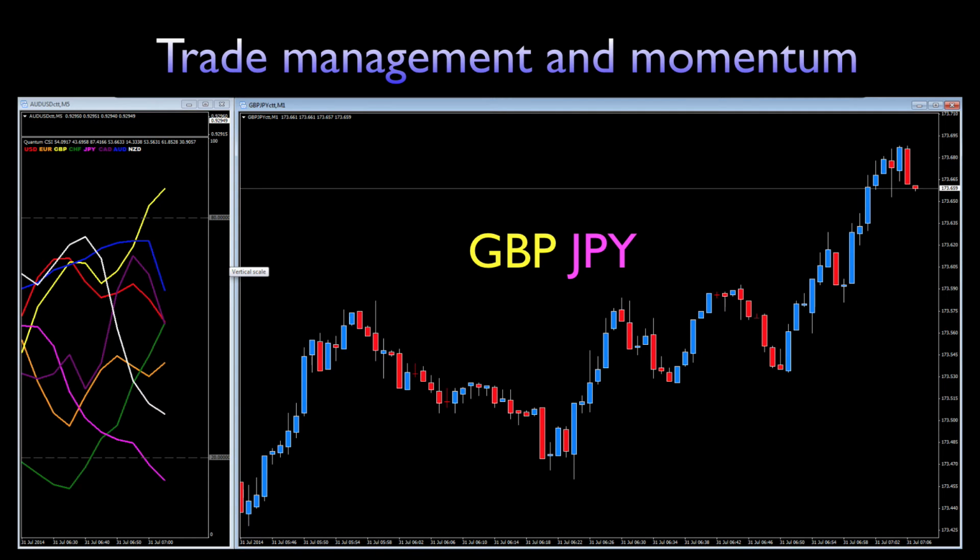And I've not shown it here, but we're looking at the 1-minute chart for the pound yen, and if you were trading a multiple time frame approach, you'd be looking at the 1, 5 and 15.